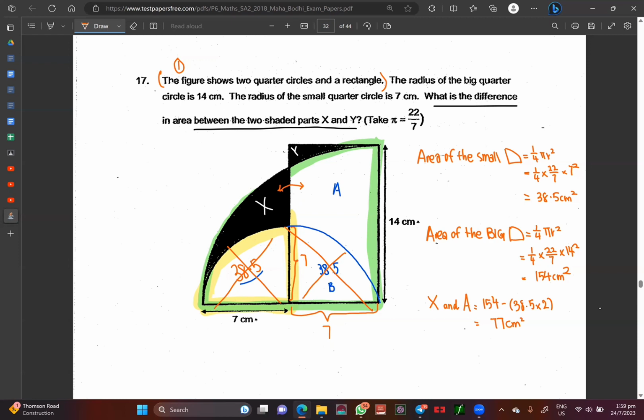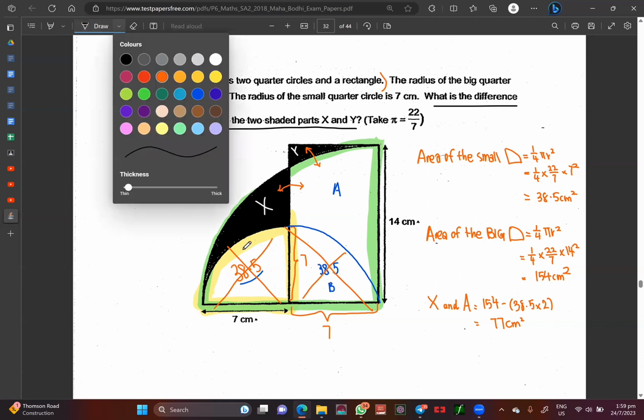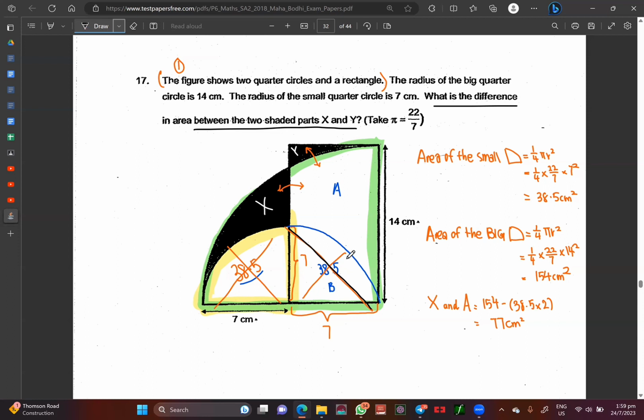Now I have X and A. The next thing I want to do is find out what is Y and A. How do I go about that? You can follow my cursor again. This is the area of the rectangle. Can you imagine if I were to use the area of the rectangle minus away this quadrant? I have X-ed it out again so that you're able to see which one I am going to minus. I will get Y and A.